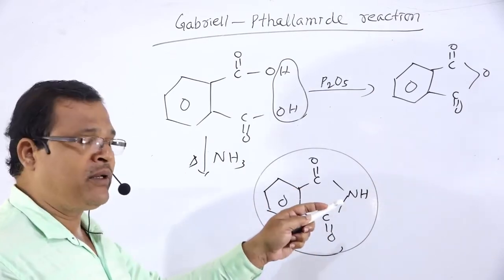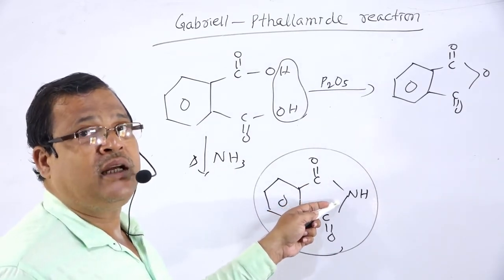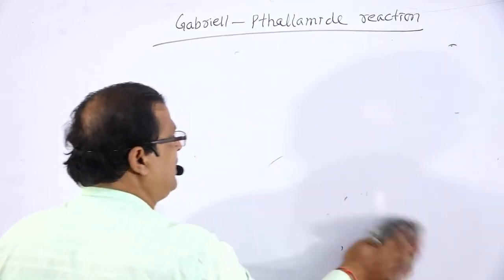Then we will obtain a primary amine, not the aromatic amines. Only the aliphatic amine can be obtained from this one. So how is that obtained?